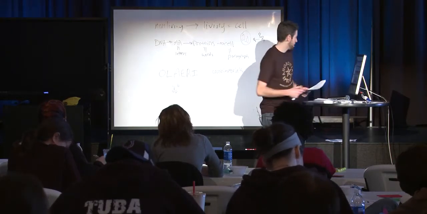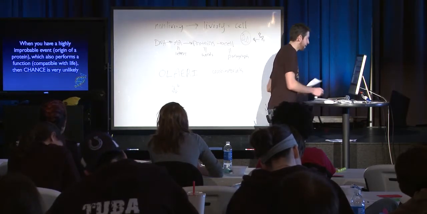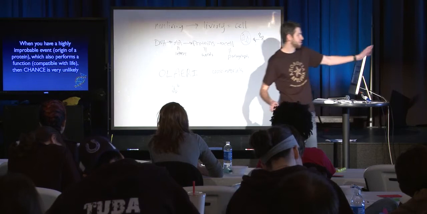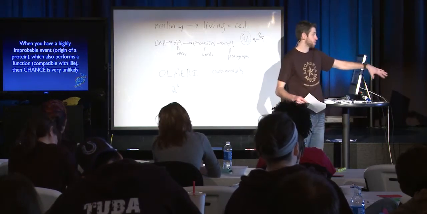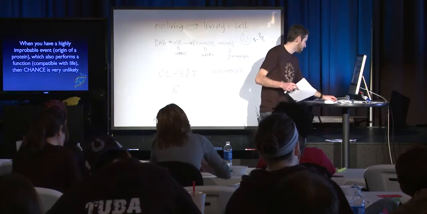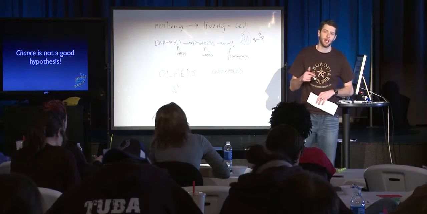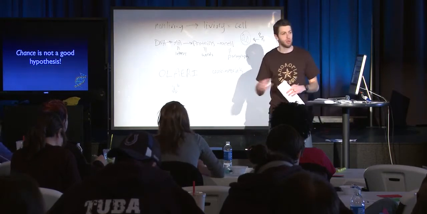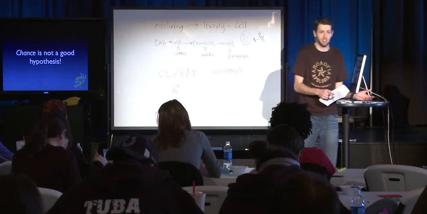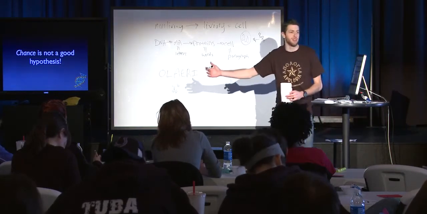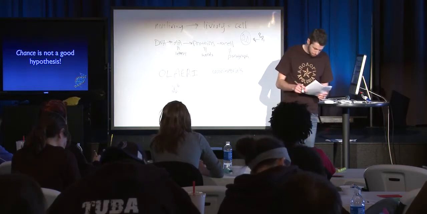So basically we've concluded if you have a highly improbable event, the protein, which also performs a function, life, then chance is very, very unlikely. Chance is not a good hypothesis. So if anyone in school says to you, well, it all began by chance, don't get bullied there. Obviously, no scientist believes it, and I've just given you plenty of evidence for why no scientists believe that. So don't get bullied on this point.